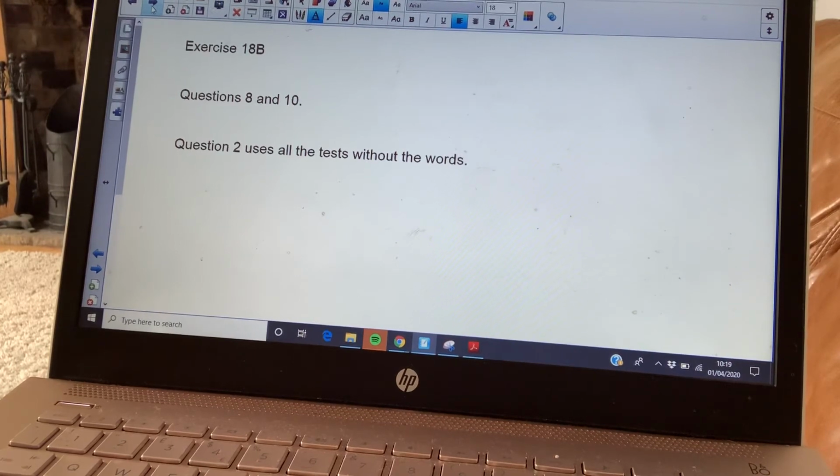Right, exercise 18b. Question 8 and question 10 are worded two-tailed questions. You need to do those. You need to make sure you can do this. Then, if you look at question 2, that's got mixtures of one-tailed and two-tailed questions. It just doesn't have the words. So that gives you some really good practice on the actual skill.